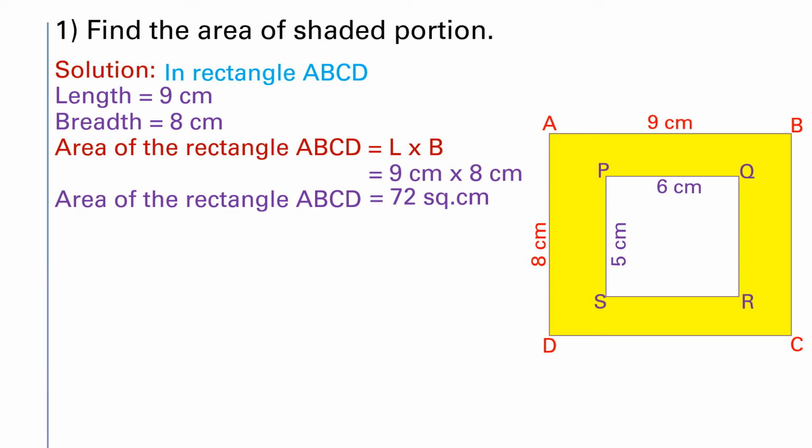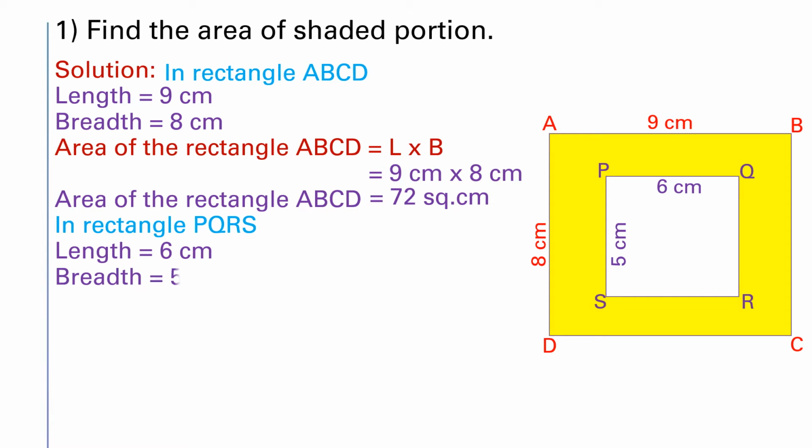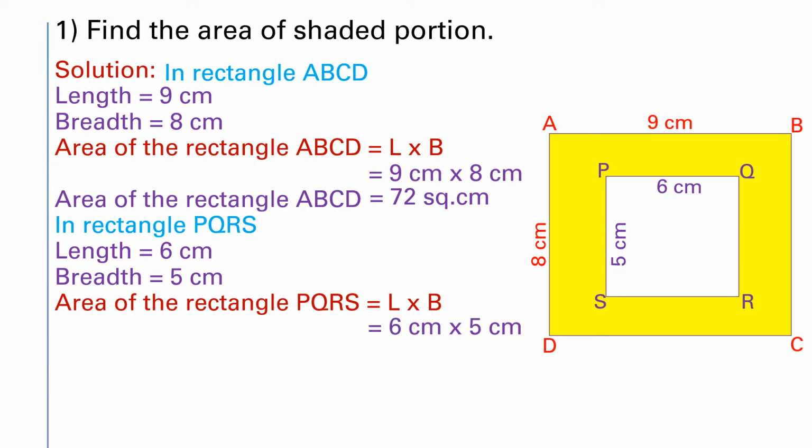Now we will find out the area of rectangle PQRS. Look, in rectangle PQRS, length is equal to 6 cm and breadth is equal to 5 cm. And we know that area of the rectangle PQRS is equal to length multiplied by breadth. Now put the value 6 cm multiplied by 5 cm. Now do the multiplication. 6 5s are 30 and centimeter multiplied by centimeter we get square centimeter. So area of the rectangle PQRS is equal to 30 square centimeter.